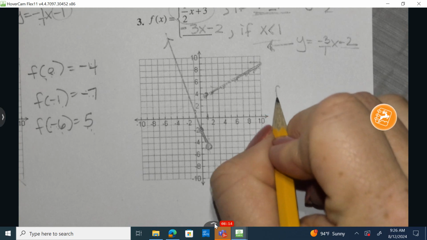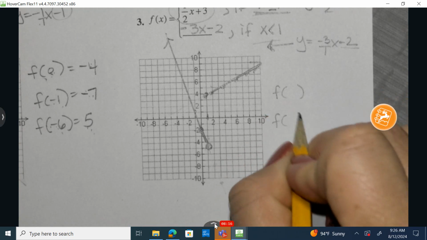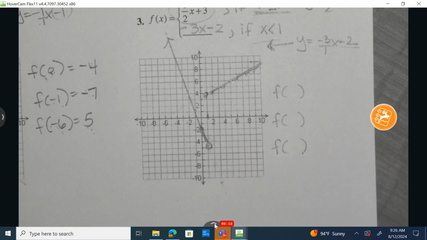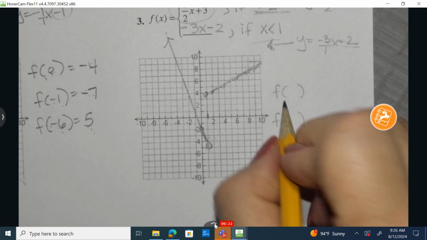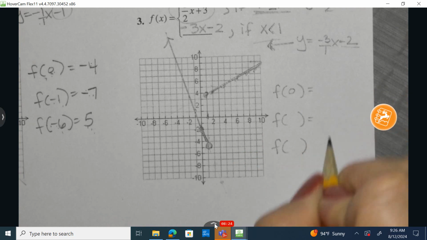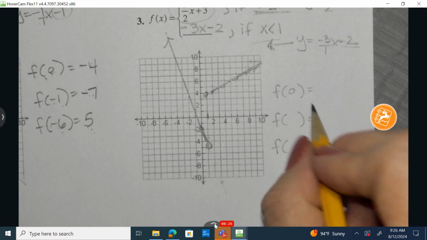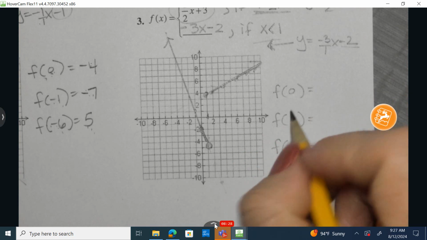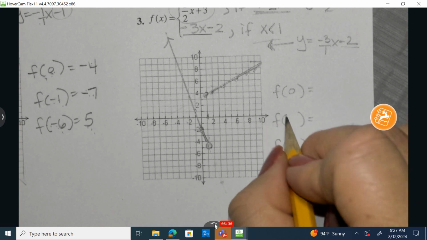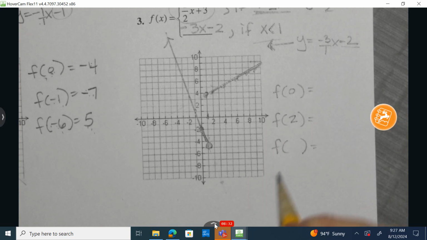I would like you with your partner to either verbalize by just looking at the graph or doing it algebraically, whatever makes most sense to you. I would like you to evaluate in function form each one of these. So we're going to have f of 1, let's do f of 2, and f of negative 1. Okay, with your partners, go ahead. I'm going to give you 30 seconds, and then I'll tell you how I achieve these answers. Go, 30 seconds.